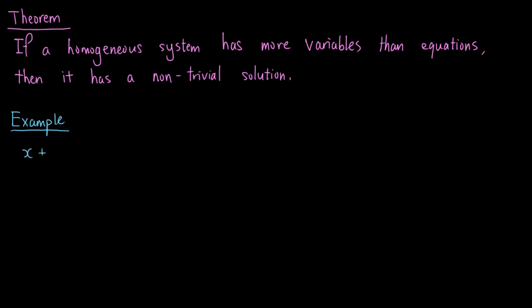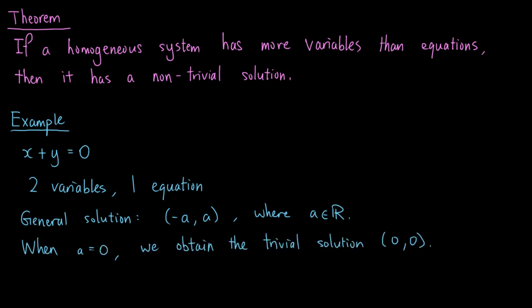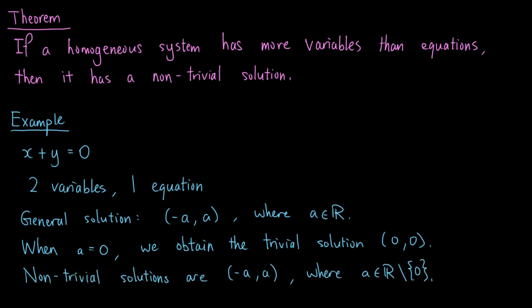Let's consider the equation x plus y equals 0. We have only one equation, but two variables, x and y, and we know that the general solution to this equation is (a, negative a), where a is a real number. Notice that we have the trivial solution when a equals 0. So, the non-trivial solutions are (a, negative a), when a is a non-zero real number.